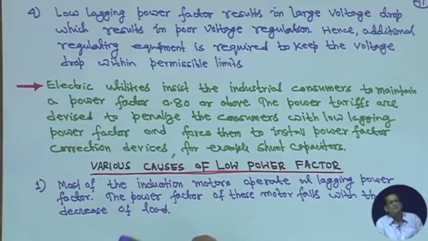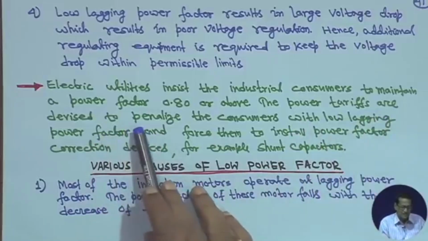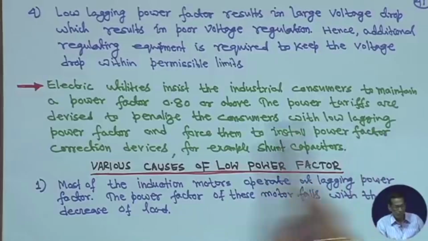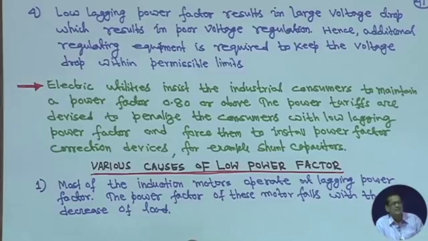That is why they have to improve the power factor. So, the power tariffs are devised to penalize consumers with low lagging power factor and force them to install power factor correction devices, for example shunt capacitors. If your power factor is poor, you will draw more kVA from the utility, and in this case you have to pay more money because they have a two-part tariff. They charge on your maximum kVA demand also. If kVA demand is less, it means power factor is better. If kVA demand is more, it means power factor is poor.